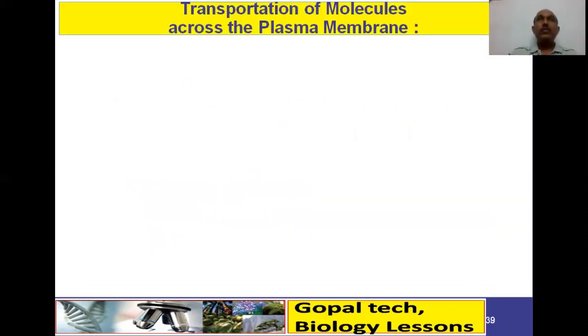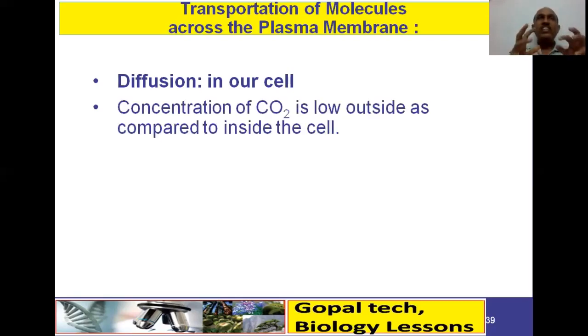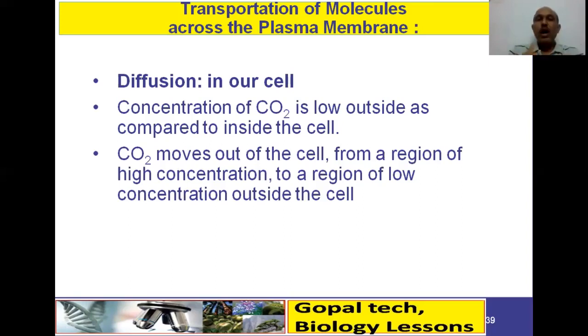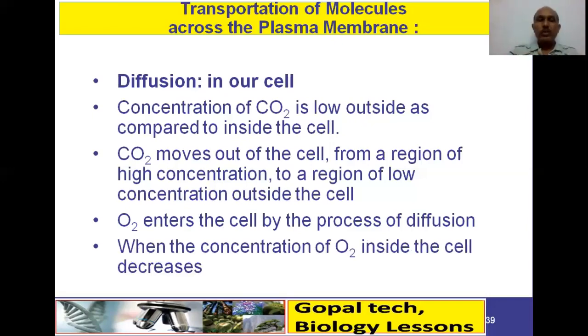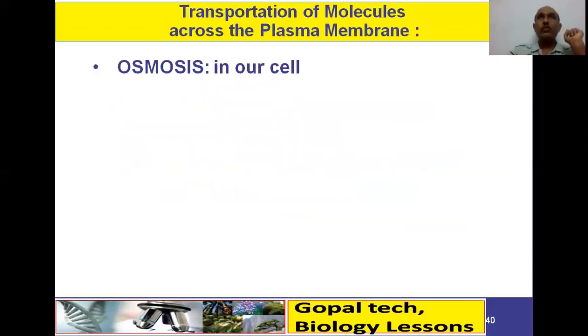Now, second, diffusion in our cell. How will it take place? The concentration of CO2 is low outside as compared to inside the cell. So what will happen to the CO2? Carbon dioxide moves out of the cell, that is, from a region of high concentration to a region of low concentration. That is diffusion. Similarly, oxygen enters the cell by the process of diffusion from outside to inside. Why? Because outside it is more compared to inside, high concentration to low concentration. When the concentration of oxygen inside the cell decreases, because it is used in respiration. Very, very important.